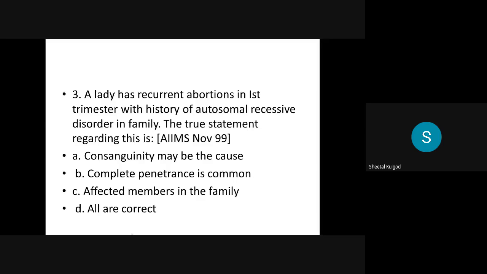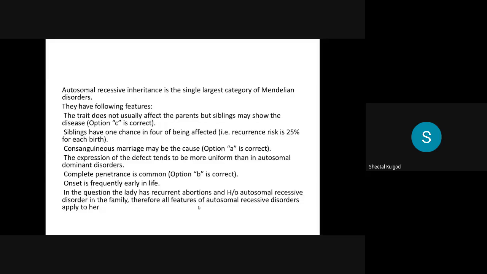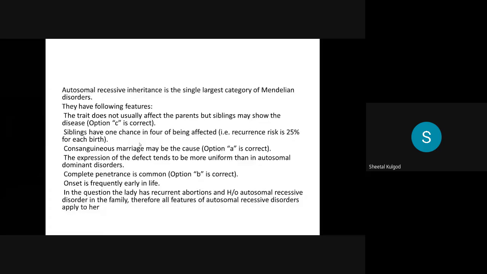Yes, ma'am. Okay. So these are the same points we discussed, the options are all true, and therefore here, autosomal recessive inheritance is the single largest category of Mendelian disorders, and they have the following features. The trait does not usually affect the parents, but siblings may show the disease. So option C is correct. Siblings may show the disease in 25% of each birth. Consanguineous marriage may be the cause. That is, option A is correct.